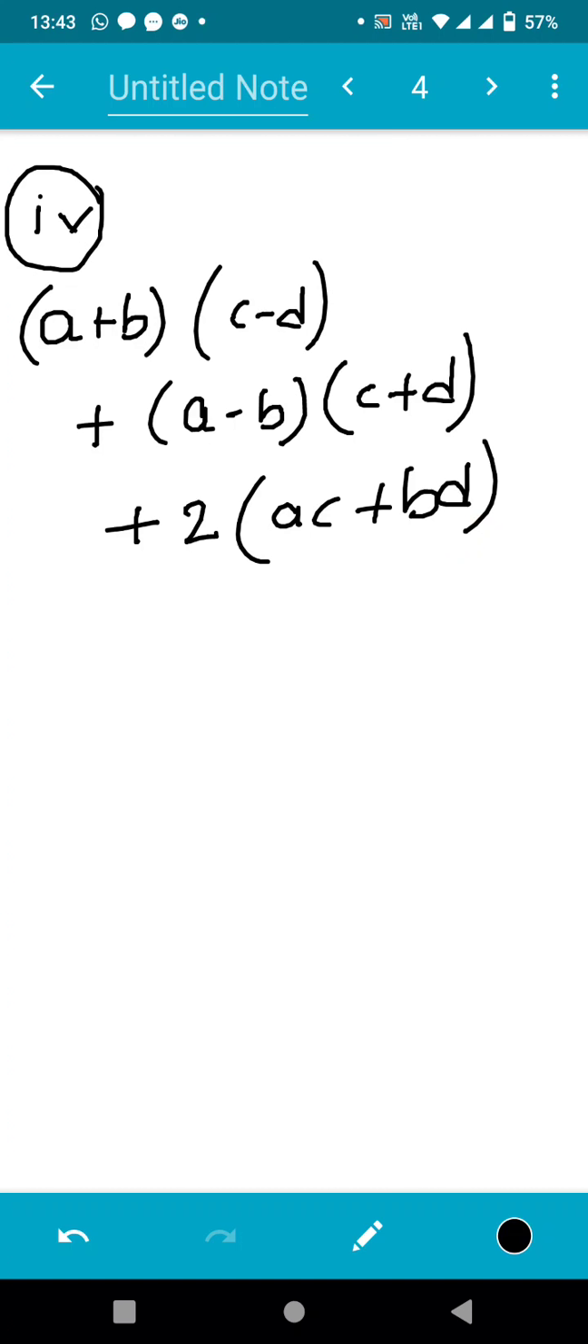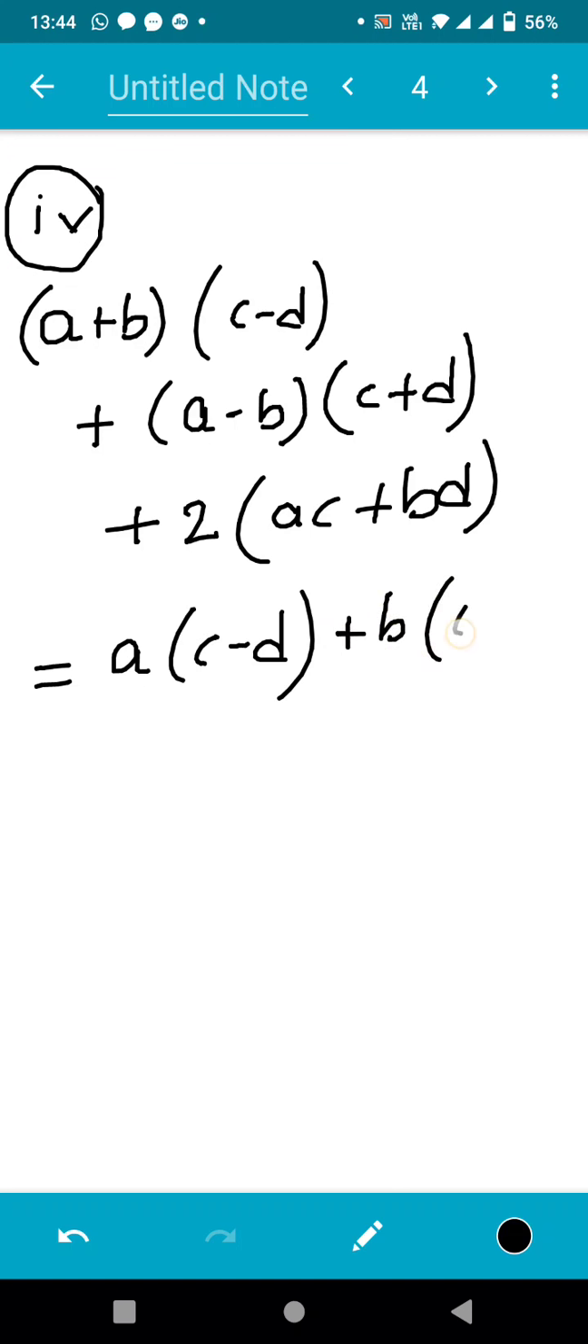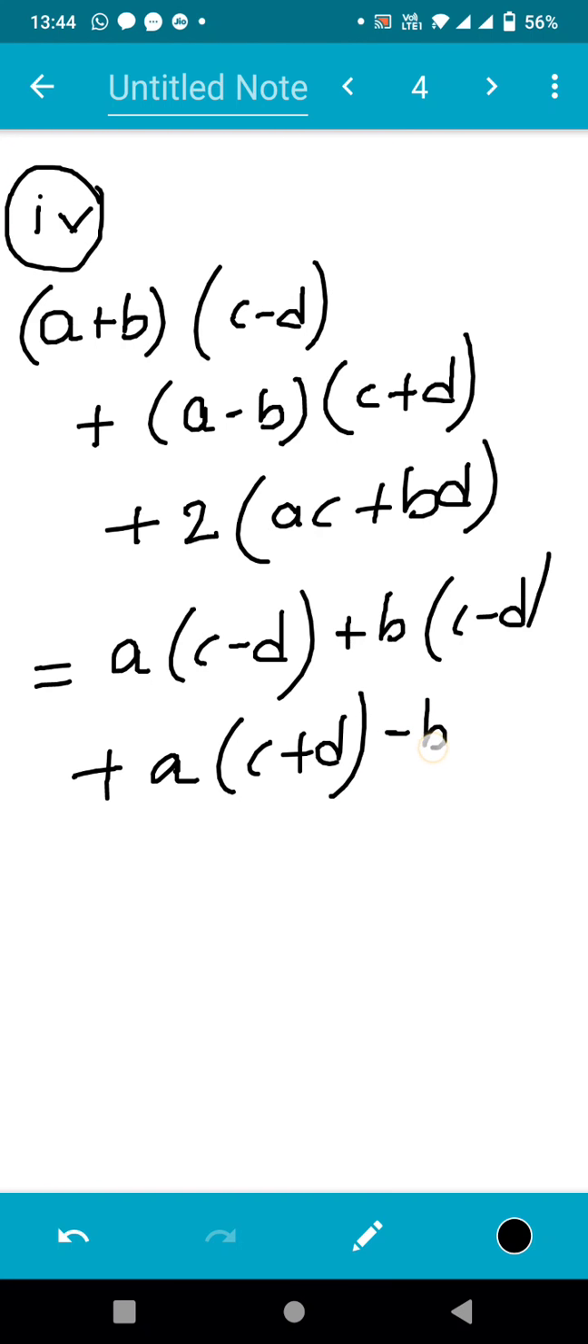Okay, so now let's open the bracket. So a will multiply with c minus d, and with plus b also will multiply c minus d. Now again plus, with a will multiply c plus d, and with minus b will also multiply c plus d.